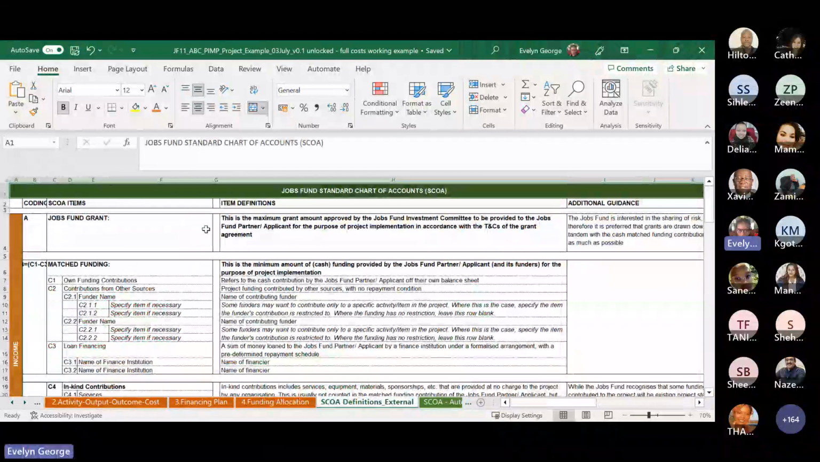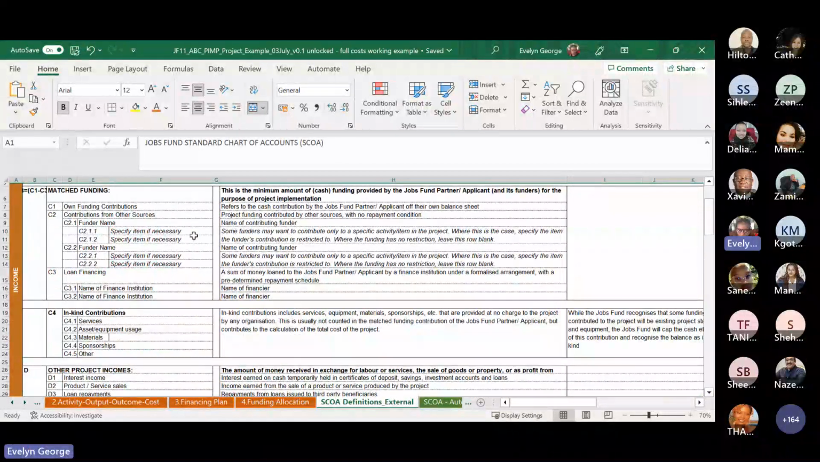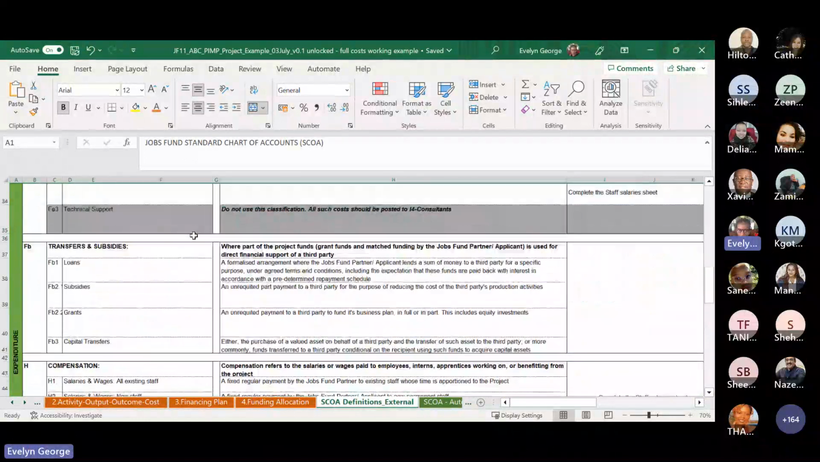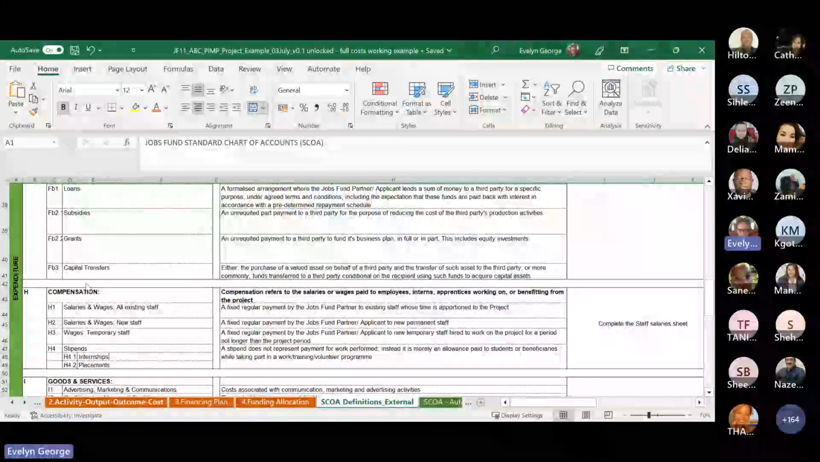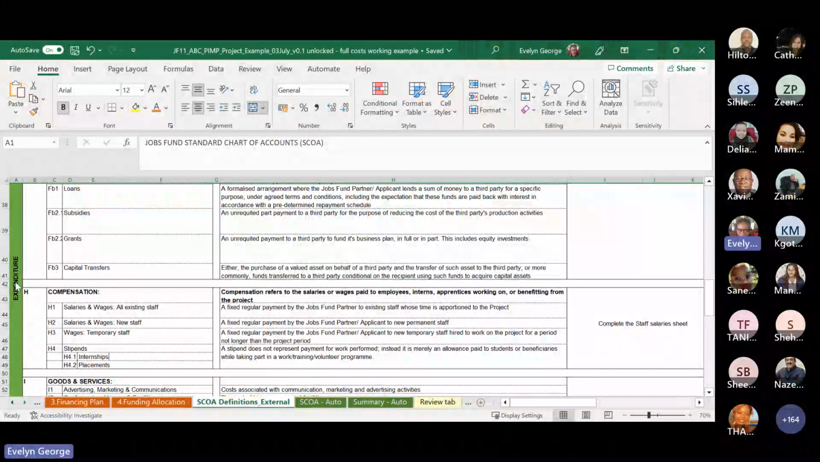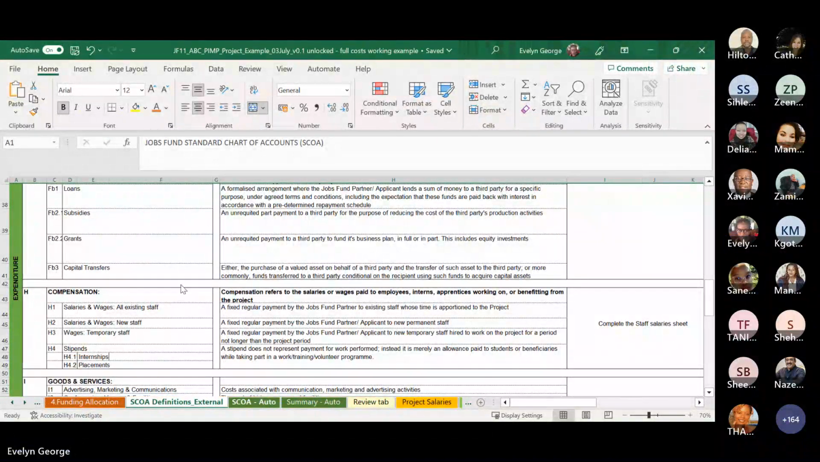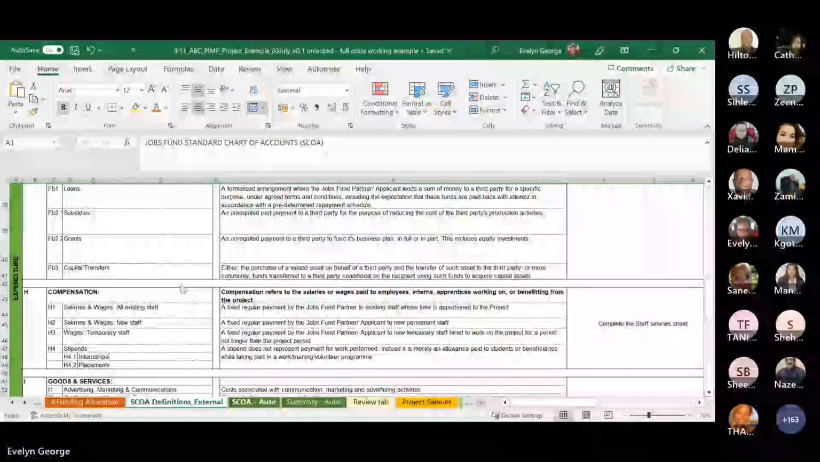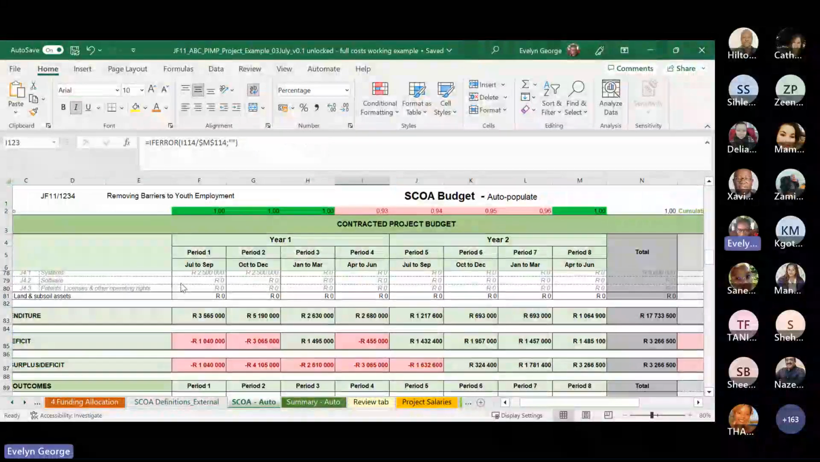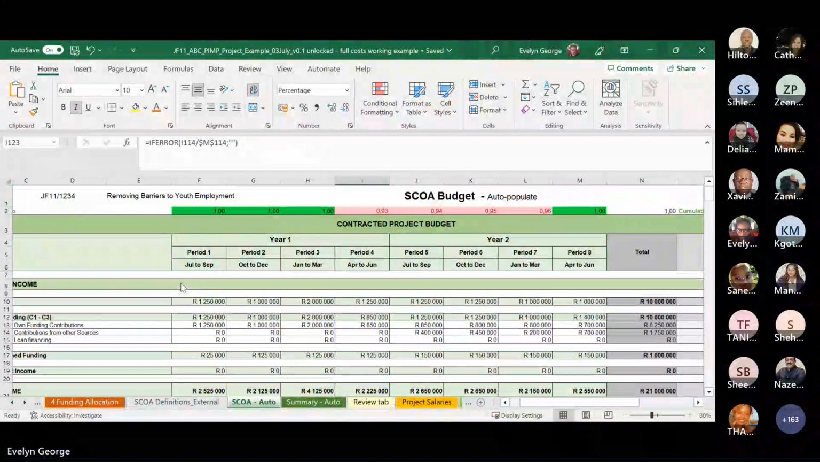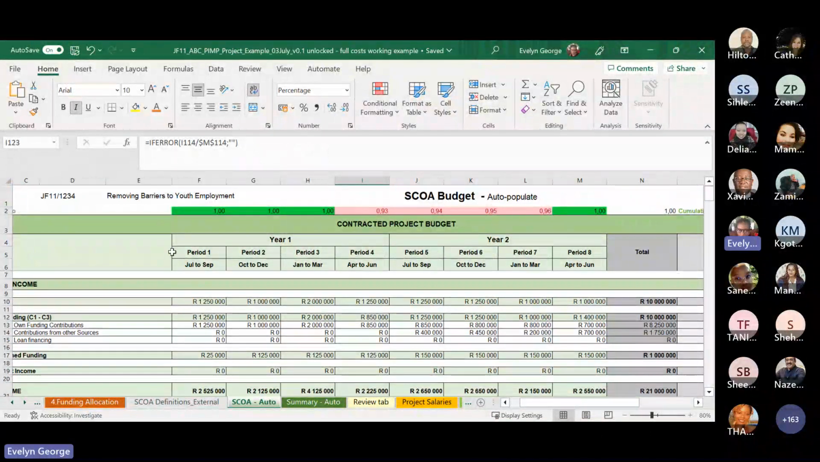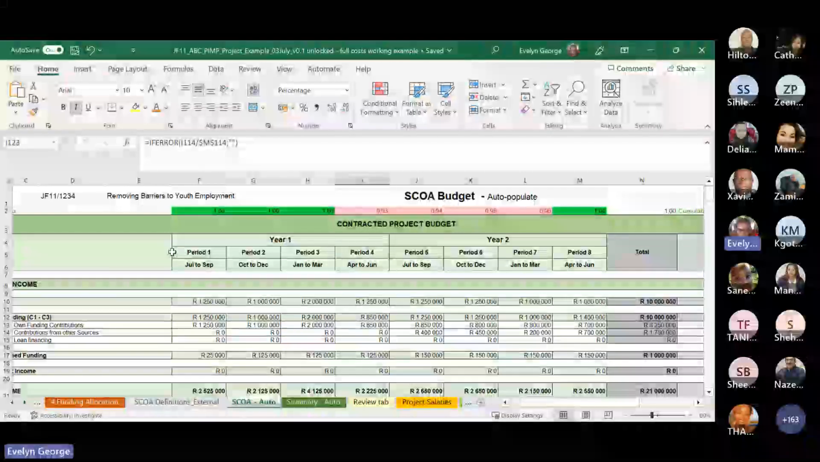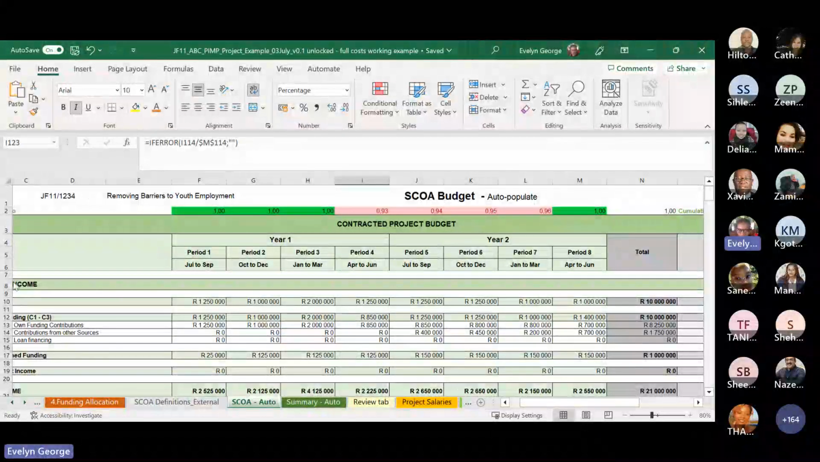Yeah, and just some resources to help you. We have tried to define the classifications and the sub-classifications. And then I'll come to the final tab that I want to speak to, which is the output, and it's really just a summary of everything we've put in.